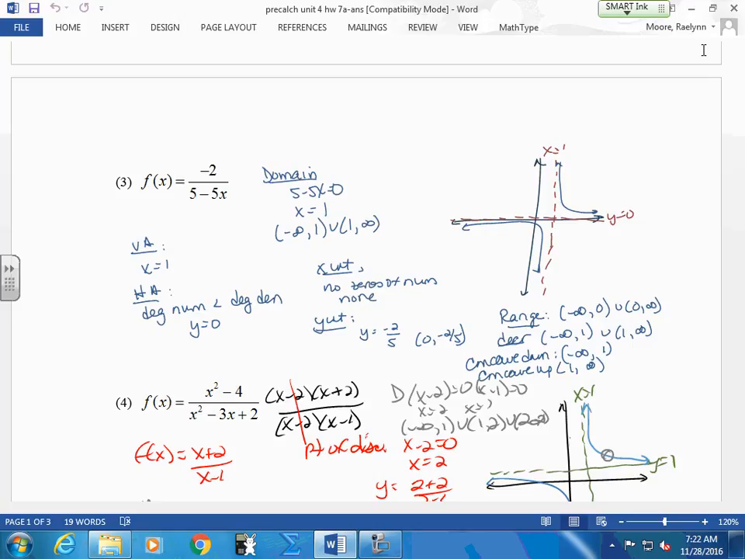No increasing, decreasing, because there's no max or min. If you think about it, this keeps going up. So if I said this was my max, this point's higher. This point's higher.